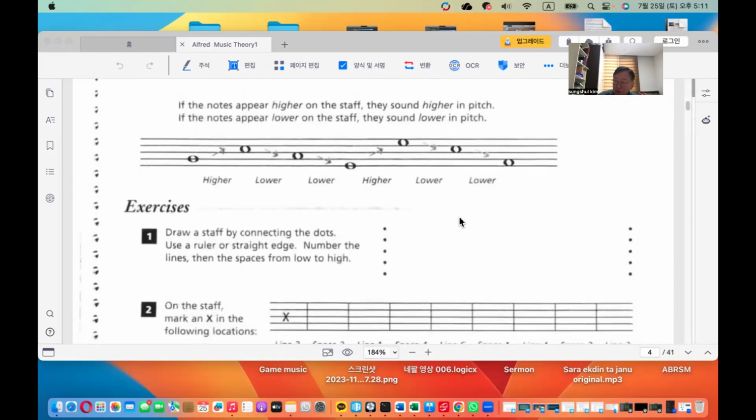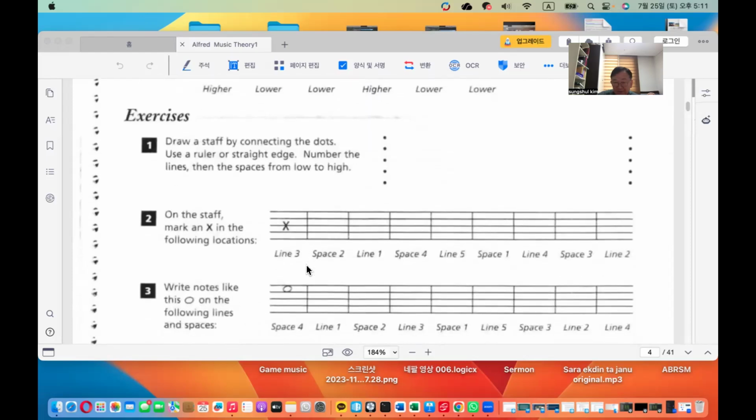So you remember when I was teaching you last spring semester, maybe you will remember. Exercise 1. You need to draw a staff by connecting the dots. Okay? Line 1, line 2, line 3, line 4, line 5.